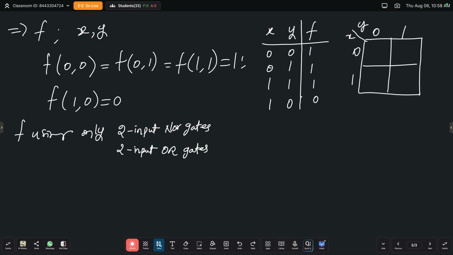X, Y, tell me, what generally they are not given anything in a SOP or POS.